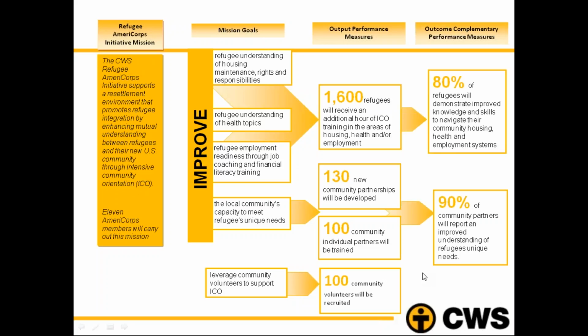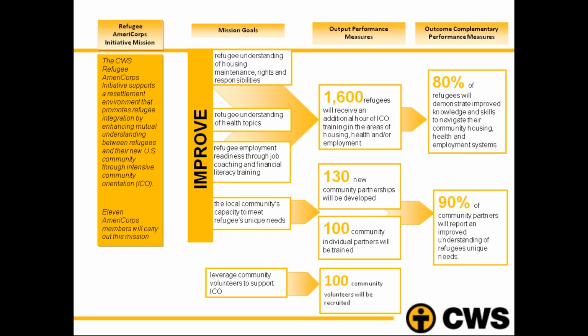Our output performance measure targets are that 80% of refugees will demonstrate improved knowledge and skills to navigate their community housing, health, and/or employment systems. Furthermore, 90% of the community partners will report an improved understanding of refugees' unique needs. As you can see, all of our outputs have a designated outcome, except for the number of volunteers recruited. These are our reporting targets program-wide, and while they are ambitious, we are hopeful that our cohort will be able to reach these goals.